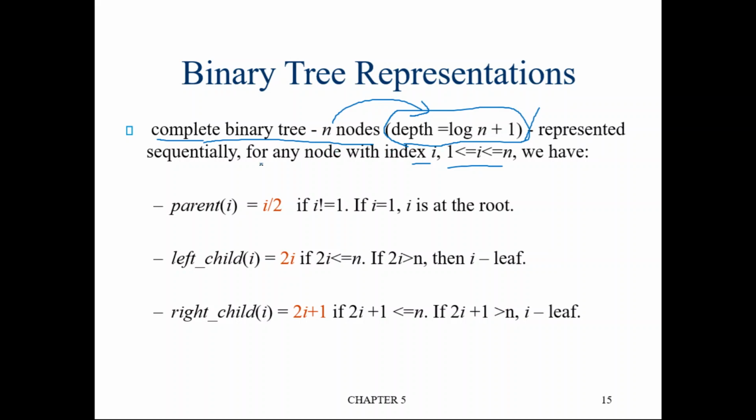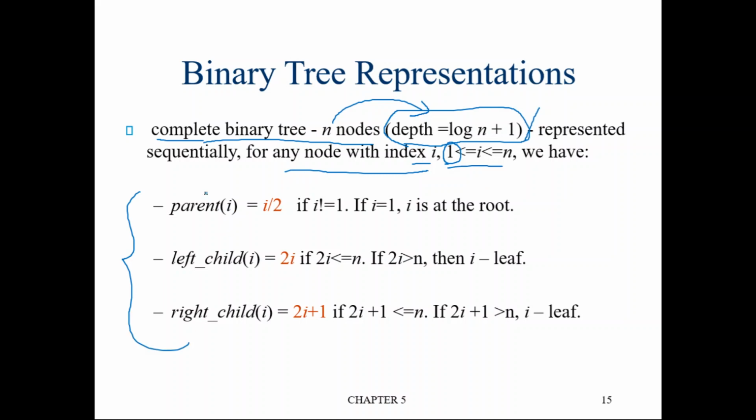Then consider a particular node I. Let us consider any node with index I, where I is between 1 and n. n is the number of nodes, so I can be the first node, second node, third node, or up to the nth node. Then we have this information. I represents some node.